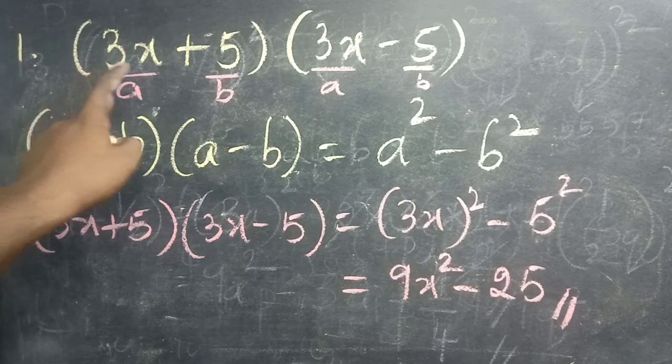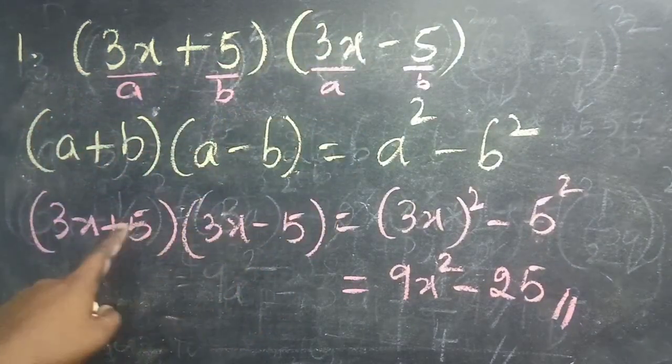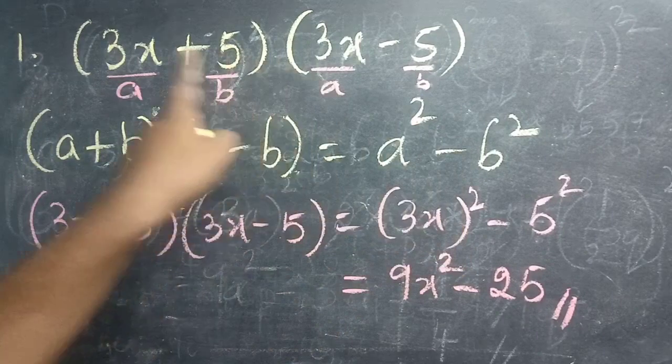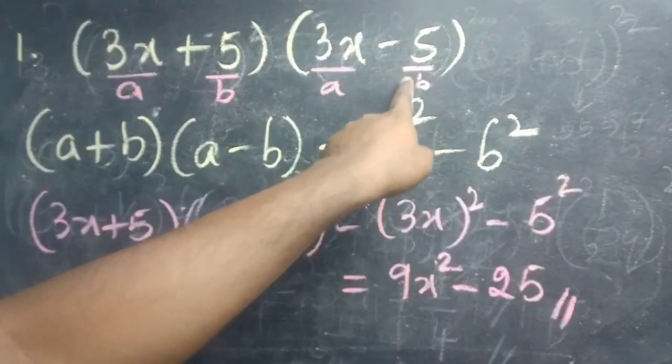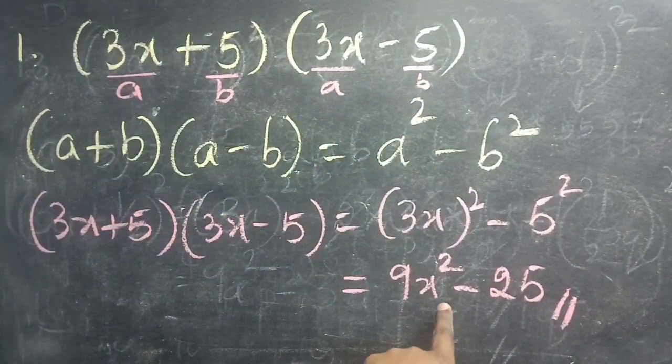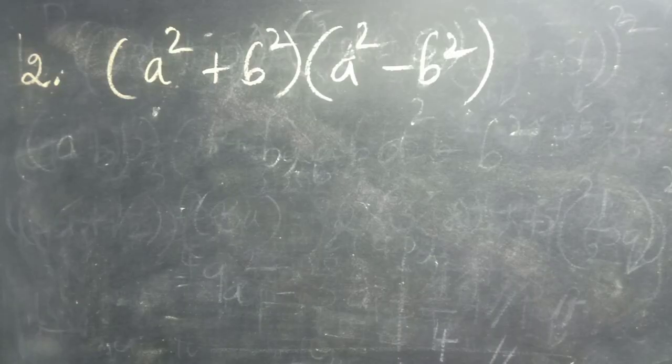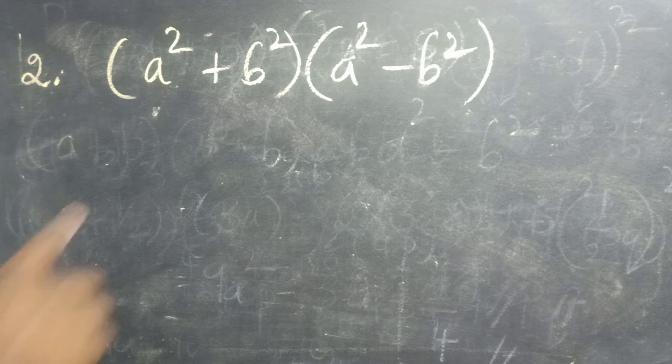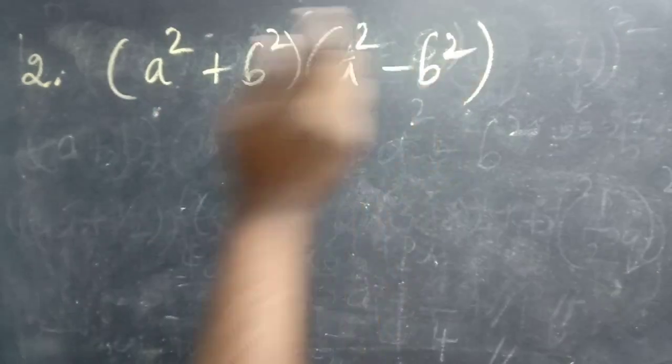Identity 3. That is a plus b, a minus b can be written as a square minus b square. Replace a by 3x and b by 5. What we get is 9x whole square minus 25. Second question, a square plus b square into a square minus b square.